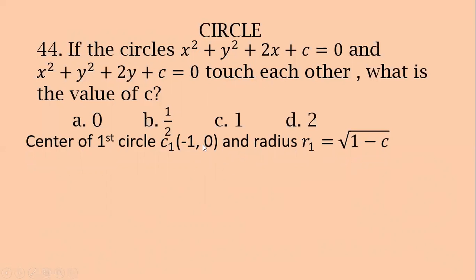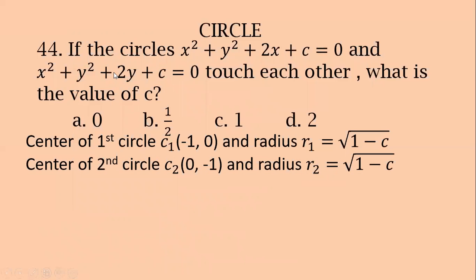The center of the first circle is (-1, 0), and the radius is the square root of g square plus f square minus c. g is equal to 1, f is equal to 0, and c is c. So this is the center and radius of the first circle. Similarly, for the center and radius of the second circle, here the x coefficient is 0 and the y coefficient is 2. So dividing this by 2, we get f. For the center, it is minus g, minus f. So if we divide the coefficient of y by minus 2, then we get minus 1.